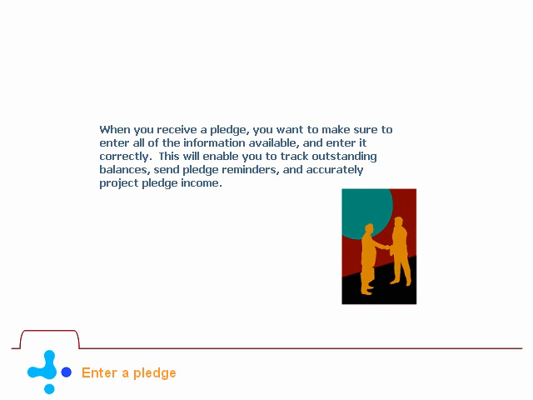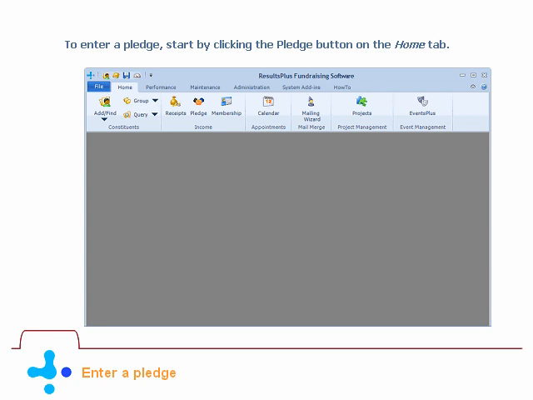When you receive a pledge, you want to make sure to enter all of the information available and enter it correctly. This will enable you to track outstanding balances, send pledge reminders, and accurately project pledge income. To enter a pledge, start by clicking the Pledge button on the Home tab.